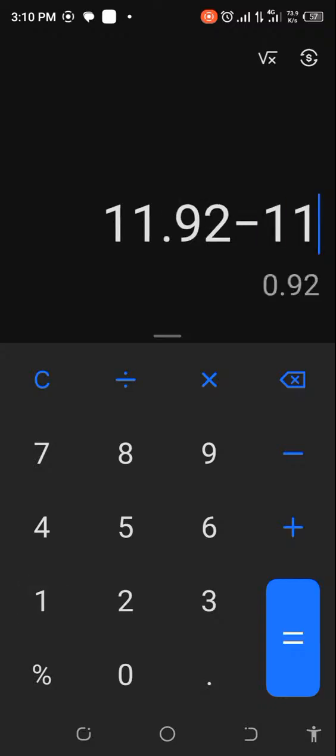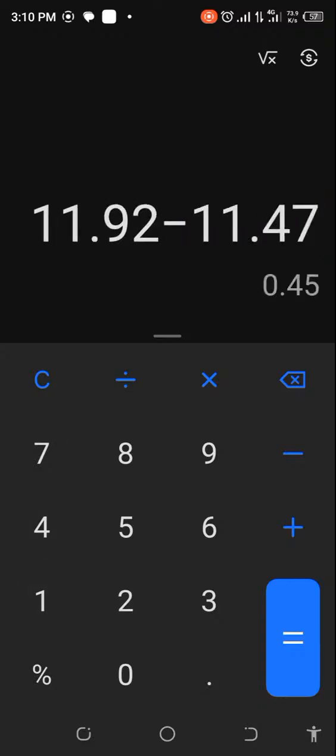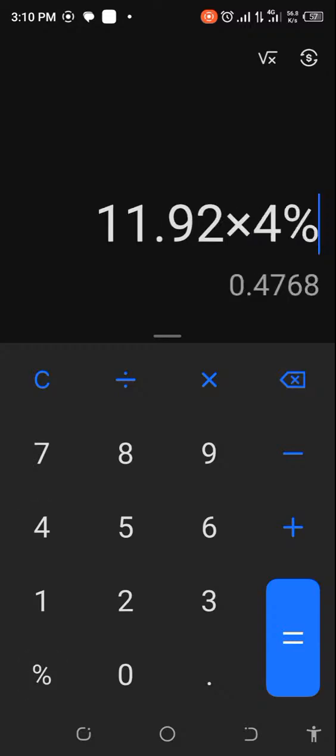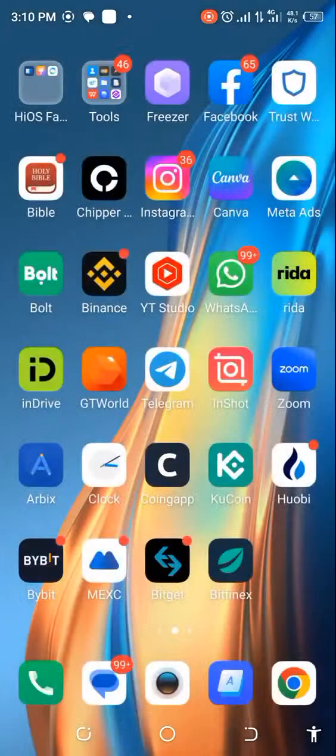So that's 11.92, and we had minus 11.47. Okay, about 45 cents. What would we call this now? I think that's about 4%. So if I multiply by 4, that's okay. That's about 4%, so we're just in that range. So we're kind of good. That's exactly what we have now. Let's go ahead and see what we will get in real life.